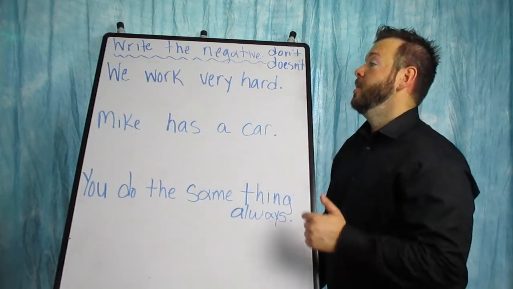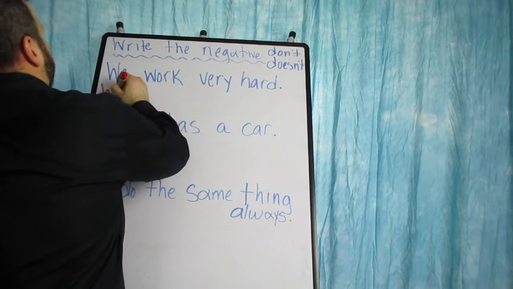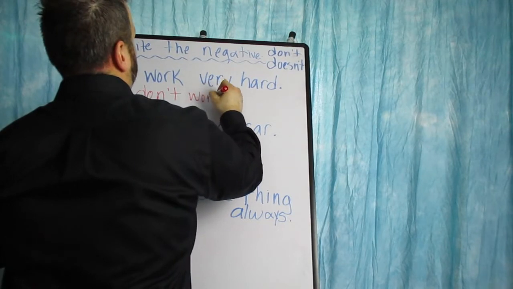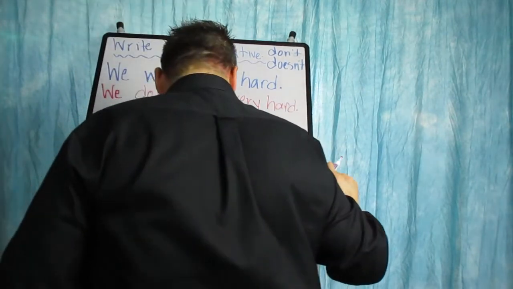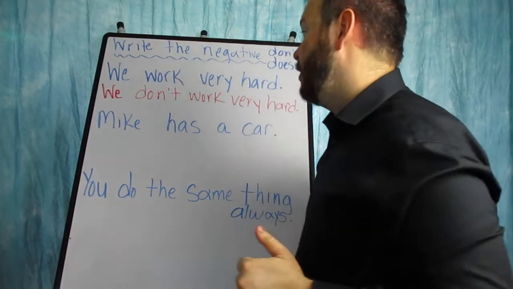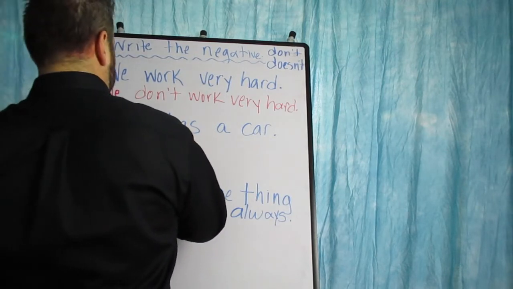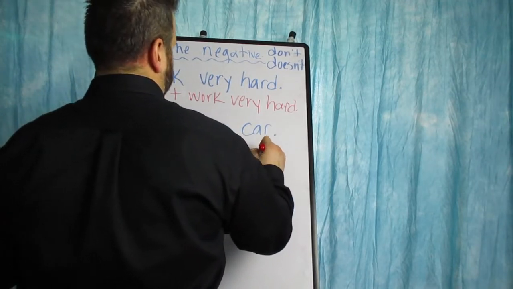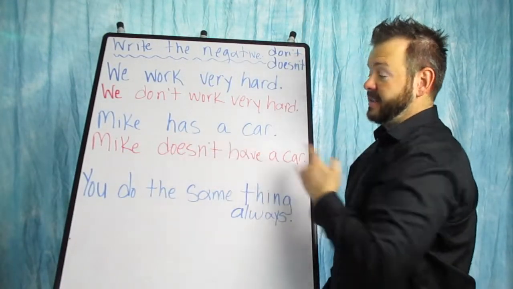Okay, great. So, we work very hard turns into we don't work very hard. So, we don't work very hard. So, Mike has a car turns into Mike doesn't have a car, so Mike doesn't have a car.